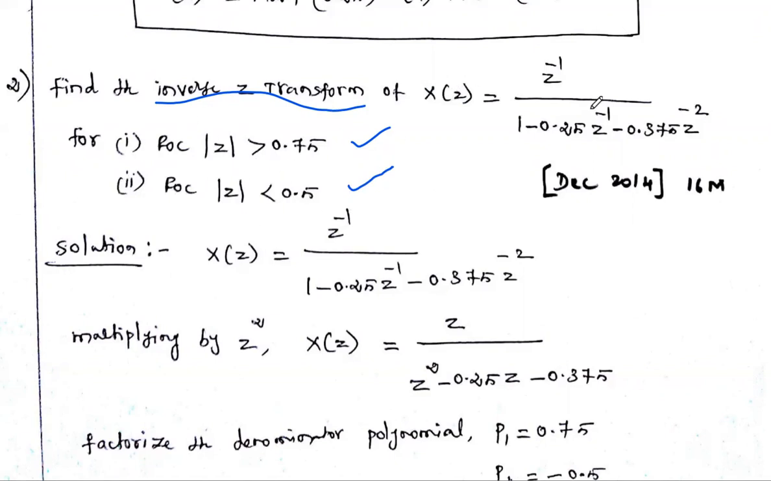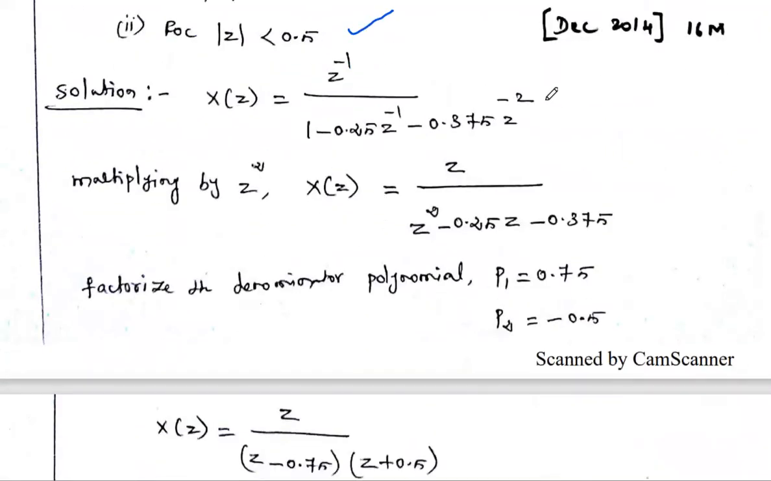So previously, in the partial fraction method, as usual we have to solve the problem. You know the procedure to solve an inverse Z transform problem. First, we write down the given X(z). In X(z) there are negative powers of z: z inverse, and here also z inverse, and z power minus 2.